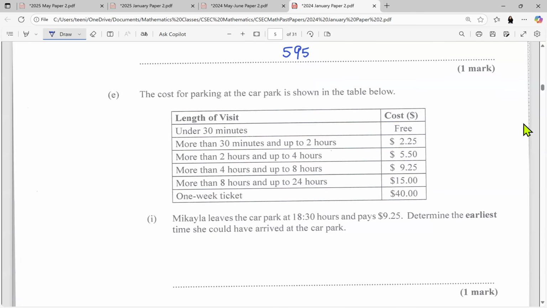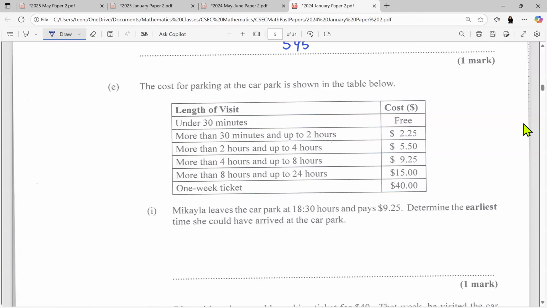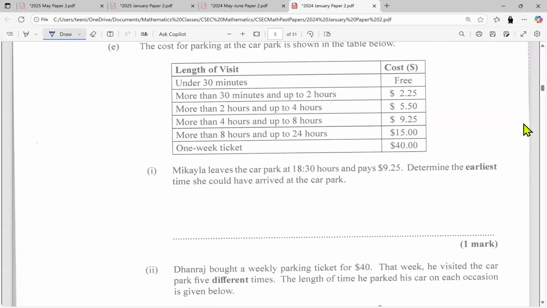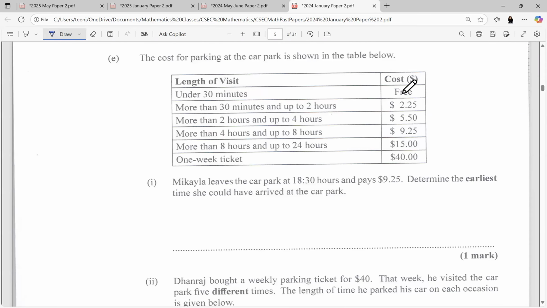Okay, so the cost of parking at the car park is shown in the table below. Under 30 minutes, it's free. More than 30 minutes and up to 2 hours, it's $2.25. More than 2 hours and up to 4 hours is $5.50. More than 4 hours and up to 8 hours is $9.25. And then more than 8 hours and up to 24 hours would be $15. A 1 week ticket is $40.